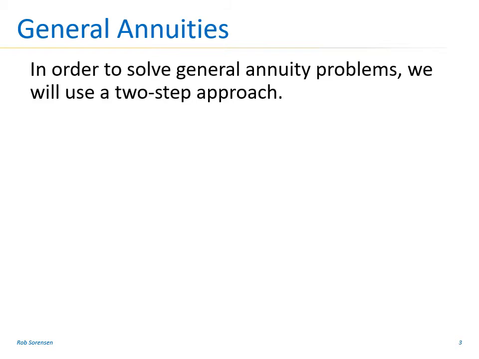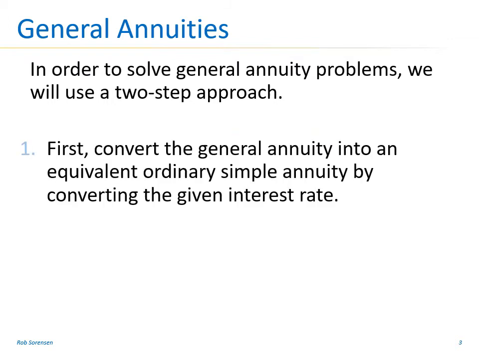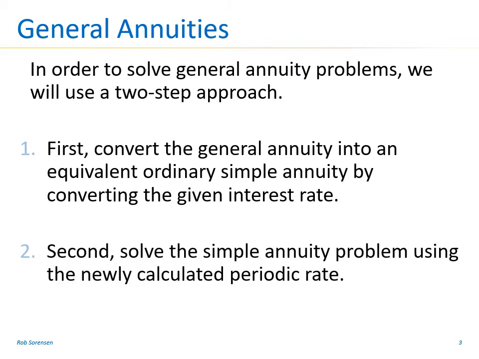Now, in order to solve those, really, we can just follow a two-step process. First, we're going to convert the general annuity into an ordinary simple annuity by converting the interest rate. Once we've got it there, then we can just go ahead and solve it using all the formulas we've already learned.